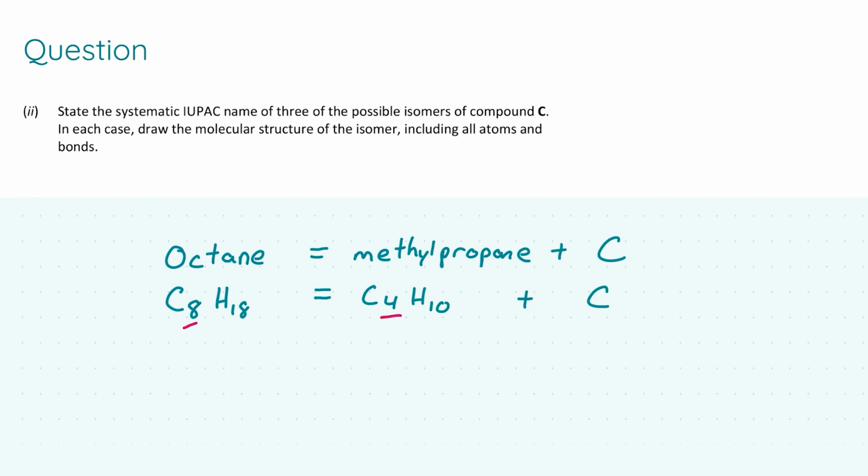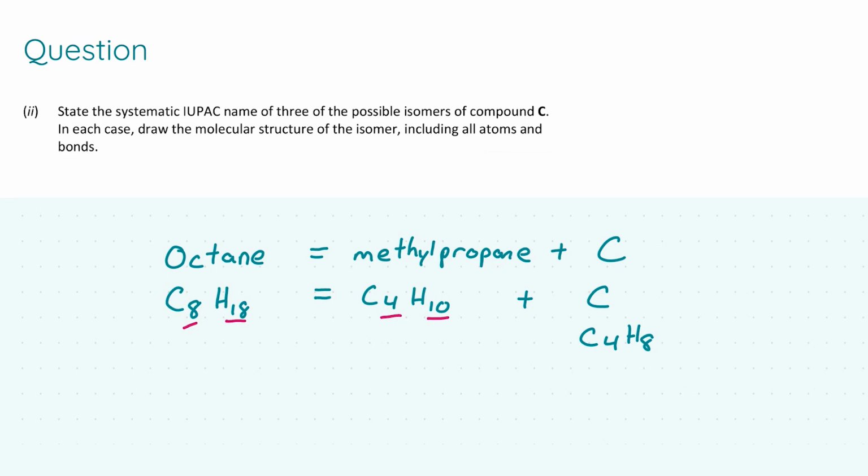So that means that in compound C there must be 4 carbons, because 4 plus 4 equals 8. Really simple maths, I know. And then we just do the same process with the hydrogen. So we had 18 to start with, methyl propane took 10, so then we have to have 8 remaining hydrogens in compound C. So now we have our chemical formula for compound C.